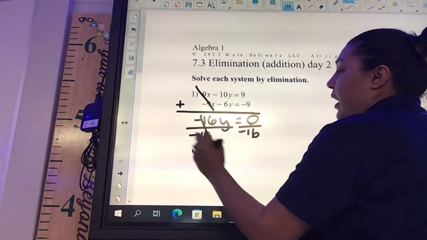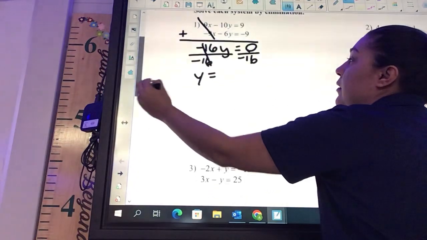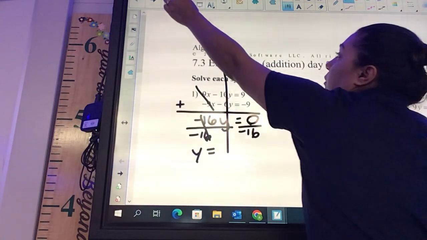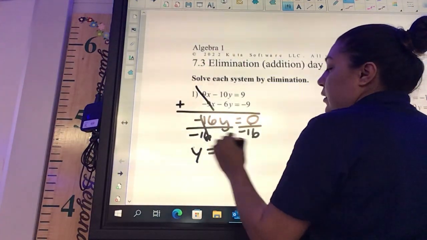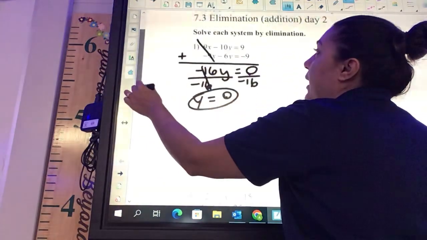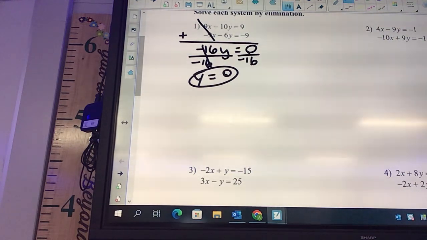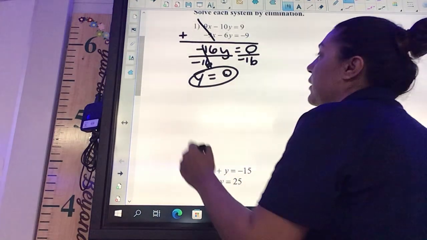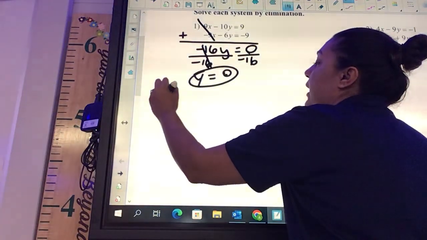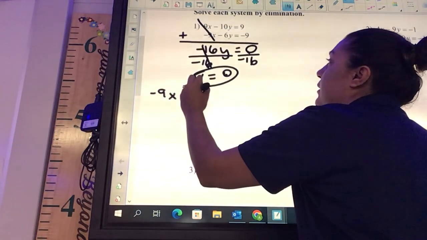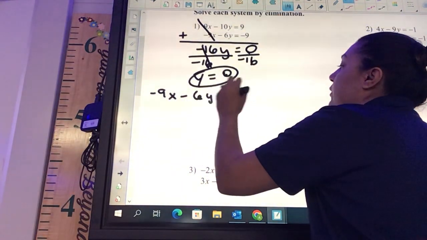Okay, and then what? Divide by negative 16. Okay, so we're going to get y equals 0. Okay, now what do we do with that? What do we do with that? Plug it in to where? Either one. Okay, which one do you want to use? Second one? Negative 9x plus or minus 6y equals negative 9.